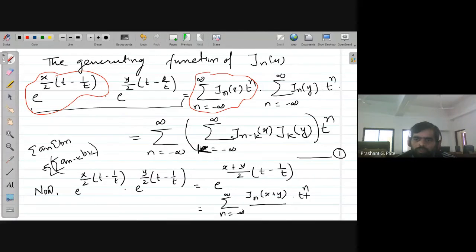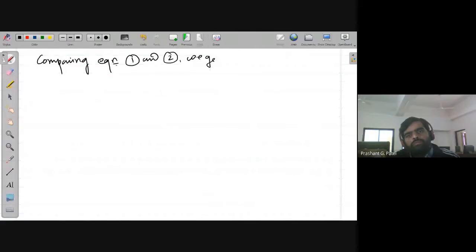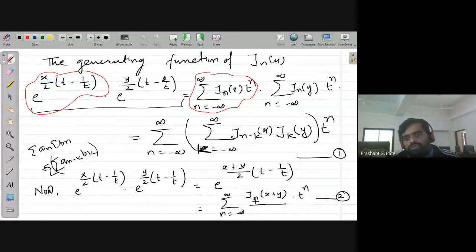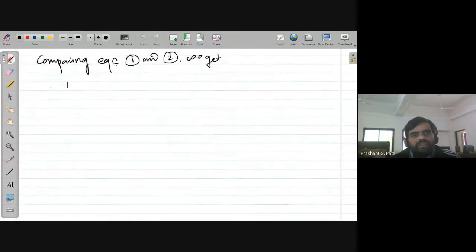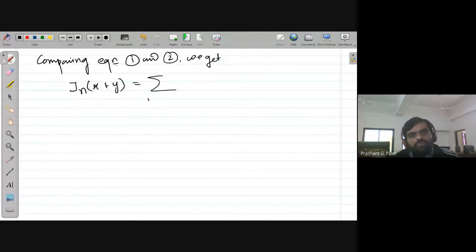Calling this equation 2, and comparing equations 1 and 2, that means we compare the coefficient of t power n on both sides. That gives Jn at x plus y, the addition of these two, equal to the summation, k running from minus infinity to plus infinity, of Jn minus k of x into Jk of y. So that was the thing to prove.